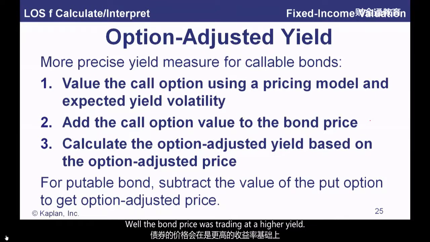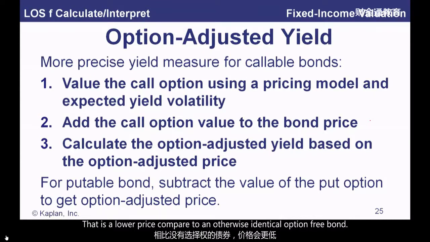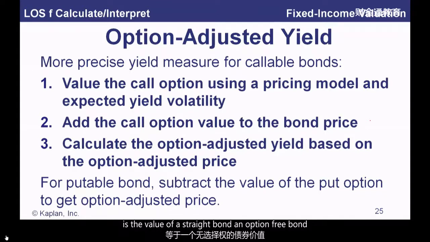Why? Well, the bond was trading at a higher yield. That is a lower price compared to an otherwise identical option-free bond. So we're going to say, well, the value of a bond with an embedded call option is the value of a straight bond, an option-free bond, minus the value of that call option. So by adding that back into the bond price, we're saying, well, here's the price it would be trading at currently if it didn't have this option. Now let's calculate the yield to maturity on that, and we will call that the option adjusted yield.